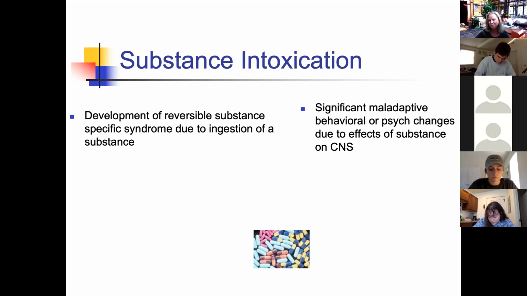Keep in mind, it's going to be substance specific. So the effect of quaaludes is going to be different than the effect of alcohol, which is going to be different than the effect of a stimulant. And it's simply due to ingestion of the substance, however that substance is ingested. And then the psychological behavioral aspect to it is there's a significant maladaptive behavioral or psychological change. So the person feels differently, behaves differently, thinks differently due to the effects of that substance on the central nervous system.